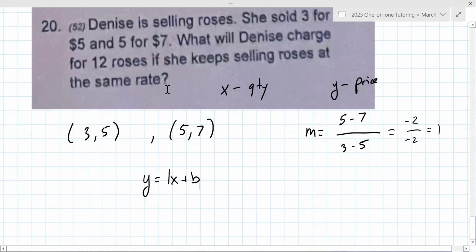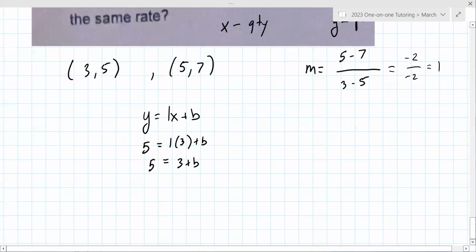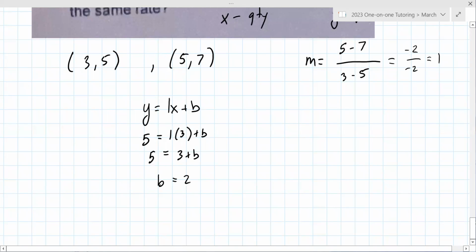So it doesn't matter which one. We'll just use the first one. 5 equals 1 times 3 plus b. 5 equals 3 plus b. b equals 2. So y equals 1x plus b, and then 5 equals.